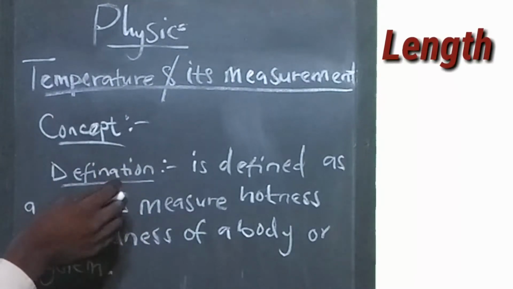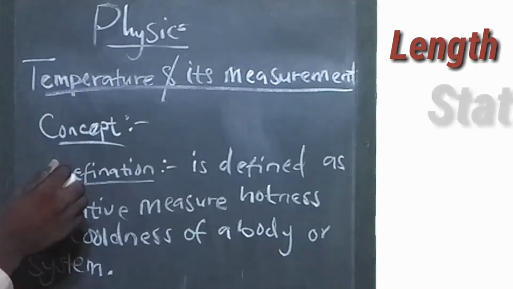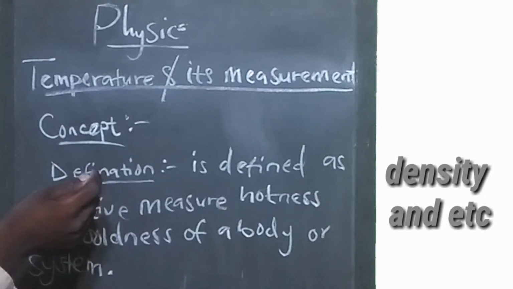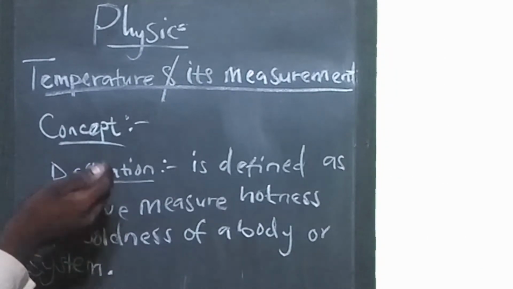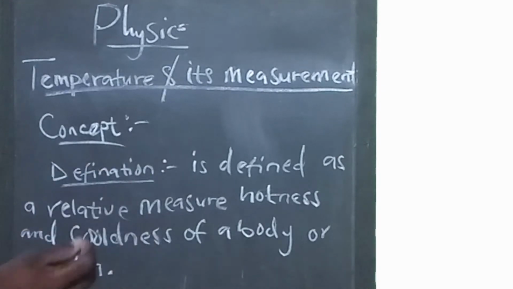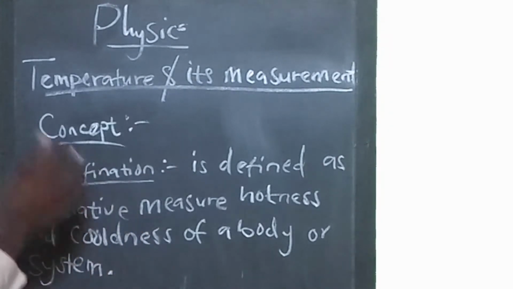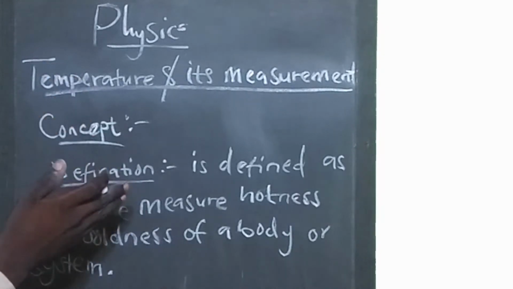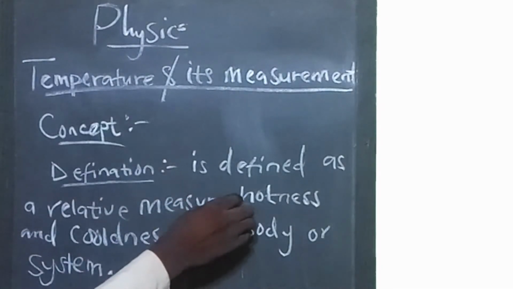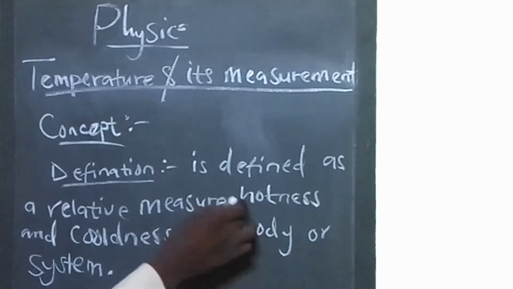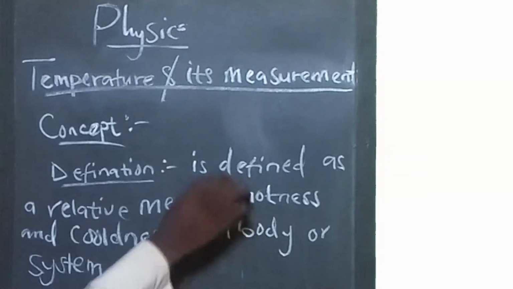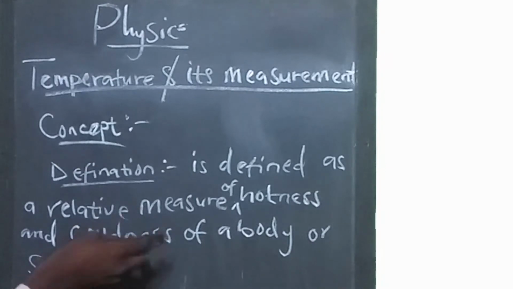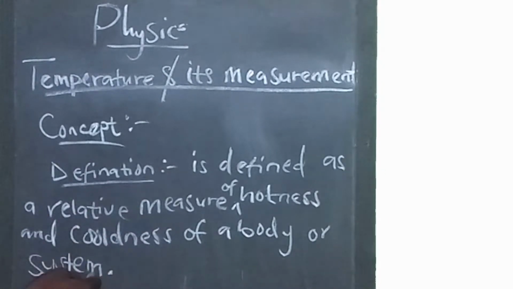So the length of a metal rod, steam pressure in a boiler, the ability of a wire to conduct electricity, and so on, are all affected by temperature. It is defined as the relative measure of hotness and coldness of a body or system.